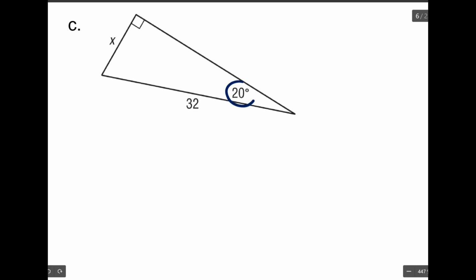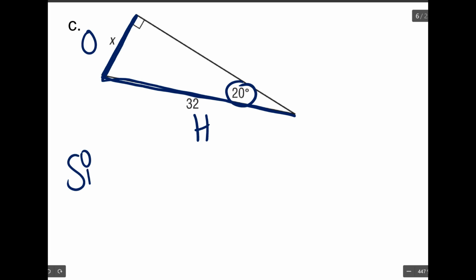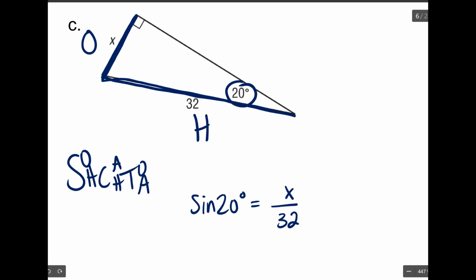So I have this 20-degree angle. Let's label the sides that we have. What sides do I have? Hypotenuse and the opposite side. x is the opposite side. So using SOHCAHTOA, I'm 100% expecting you to remember SOHCAHTOA, which is why you're going to see it 50 times before your test. So sine of 20 degrees is going to be the opposite side, x, over the hypotenuse, 32.